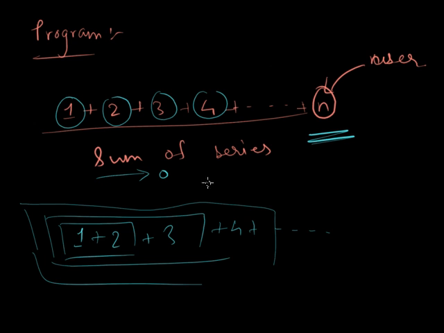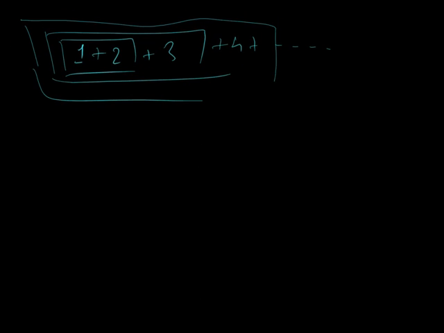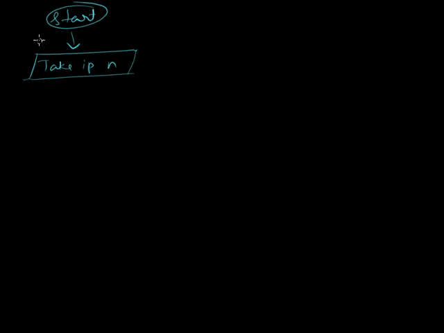Let us write a program now. Let us actually take an algorithm and write that algorithm first. Algorithm, by algorithm I mean flowchart. So we start by taking input. Take input n. Then let's assume that sum is equal to 0. So put 0 in the variable sum.